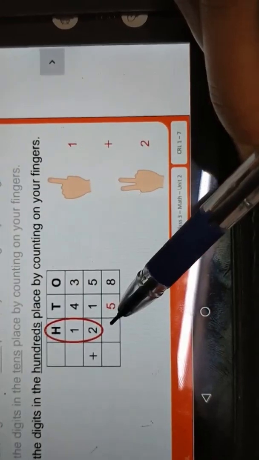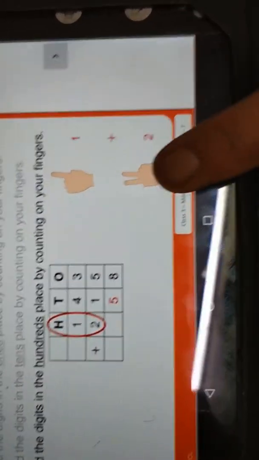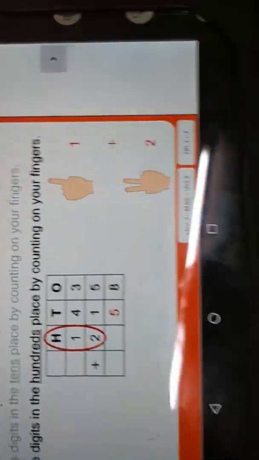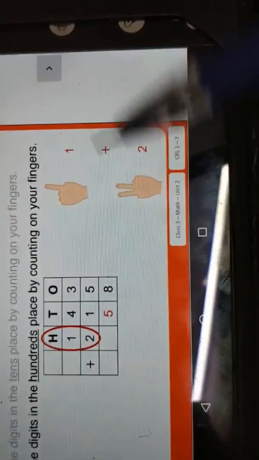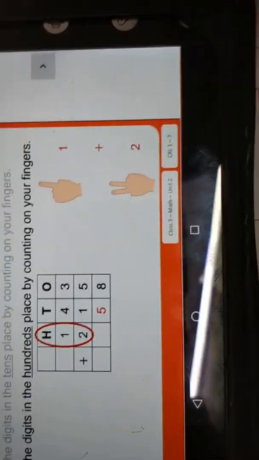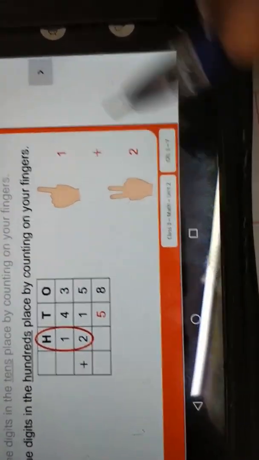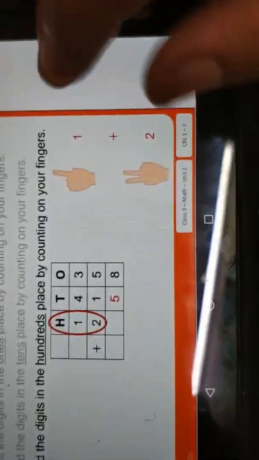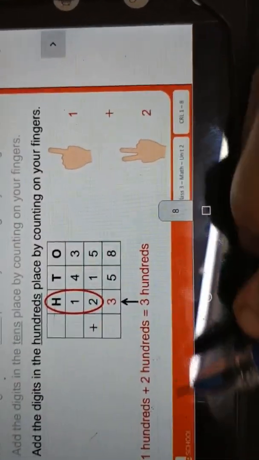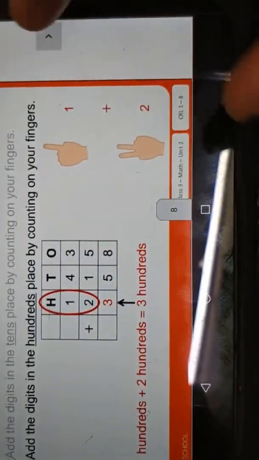Add the digits in the hundreds place by counting on your finger. So 1 plus 2. 1 on your finger, 2 on your finger. First we lock 1 in our mind, and after that 2 is there. So we count 1, then 2 and 3. So what do we have to write there? 3. 100 plus 200 is equal to 300.